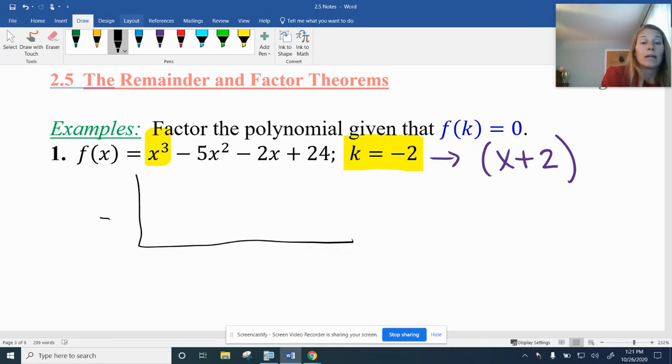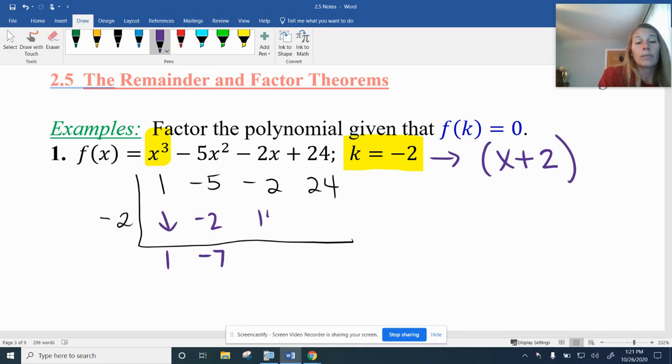So if I take my -2 out in the front, I have 1, -5, -2, and 24 for my coefficients. I drop down my 1. 1 times -2 is -2. That adds up to -7. Then I get +14, 12, -24, and then that's my remainder of 0. Okay, so since I got a remainder of 0, that means x plus 2 is one of my factors.